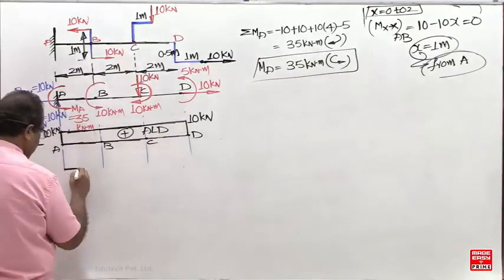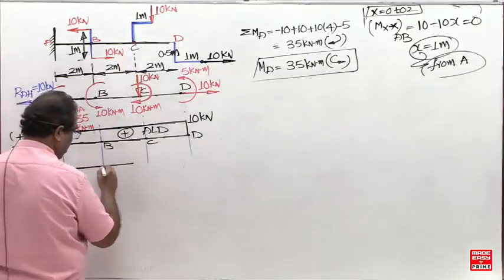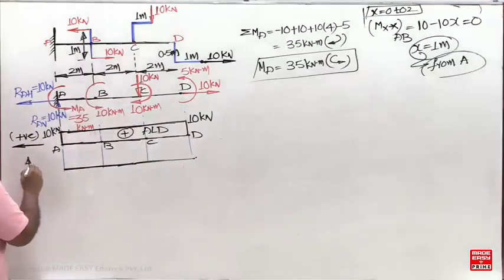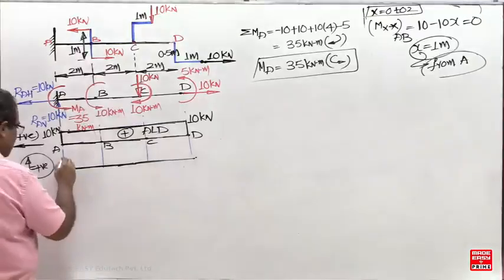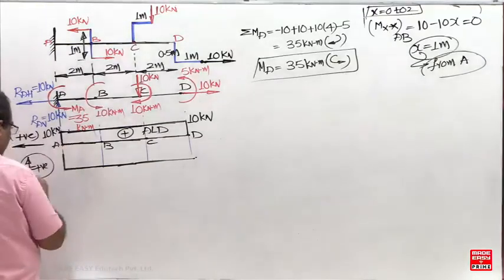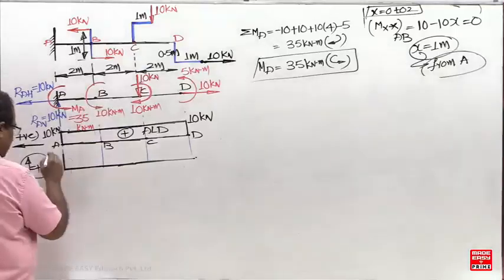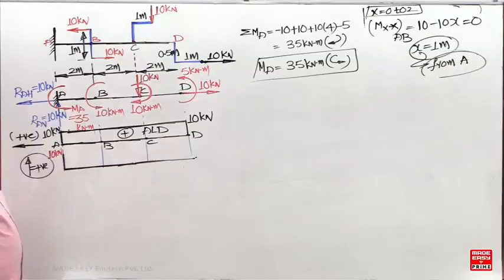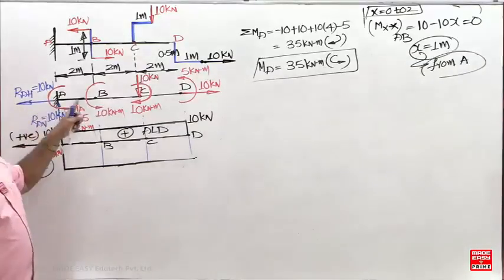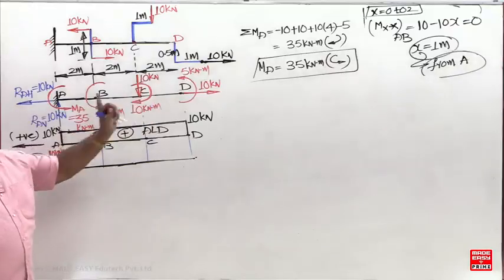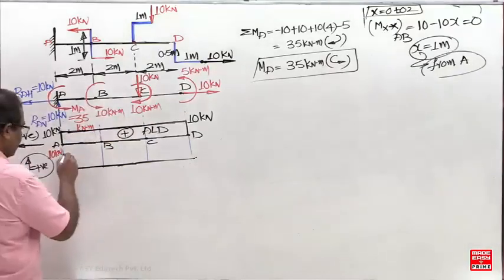Next SFD. Upward is positive. That is once again plus 10. Plus 10. Plus 10. Then draw a parallel line until the next concentrated point load. In between there is no distributed load, there is no vertical load.